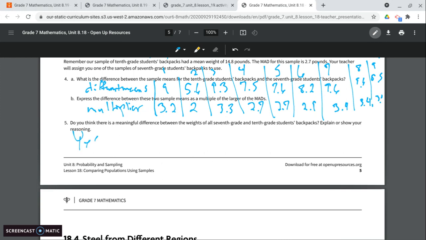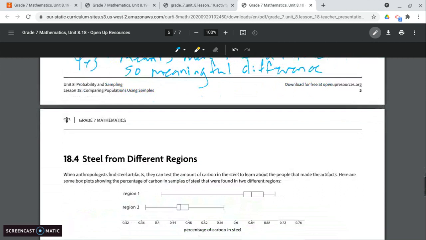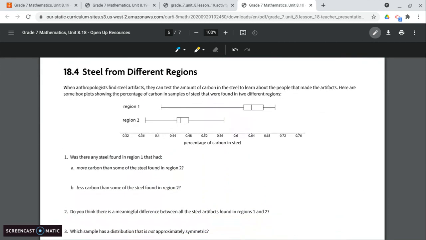So yes, the difference in means is more than 2 mean absolute deviations, so it's a meaningful difference. Typically, if we have a difference of more than 2 mean absolute deviations, we're looking at a pretty significant difference, so there is a big difference there. All right, so a lot of comparing. Compare is your key word for this lesson.